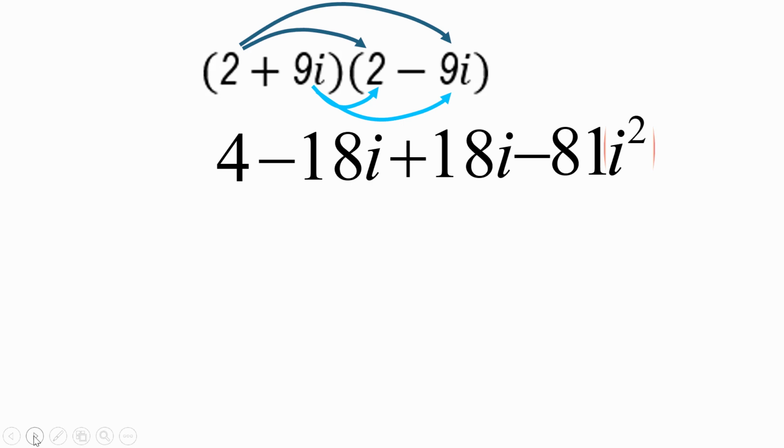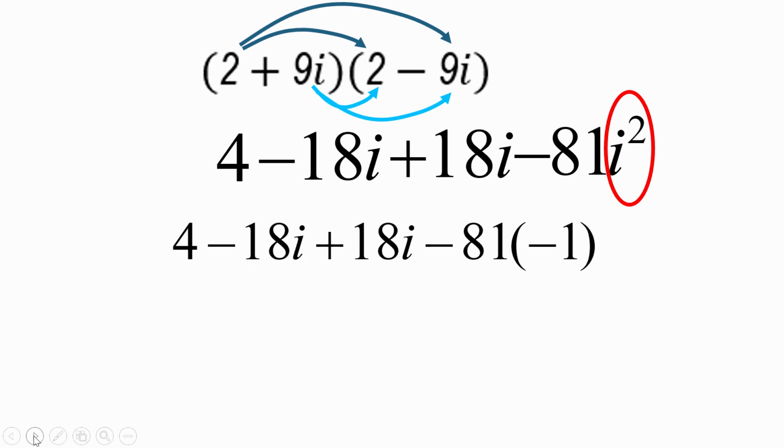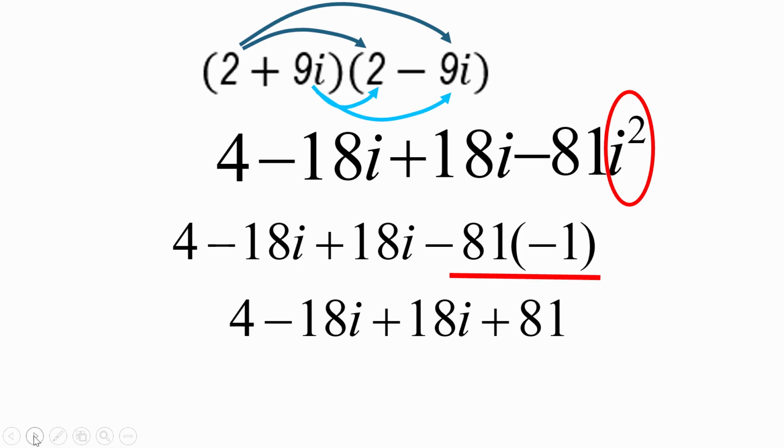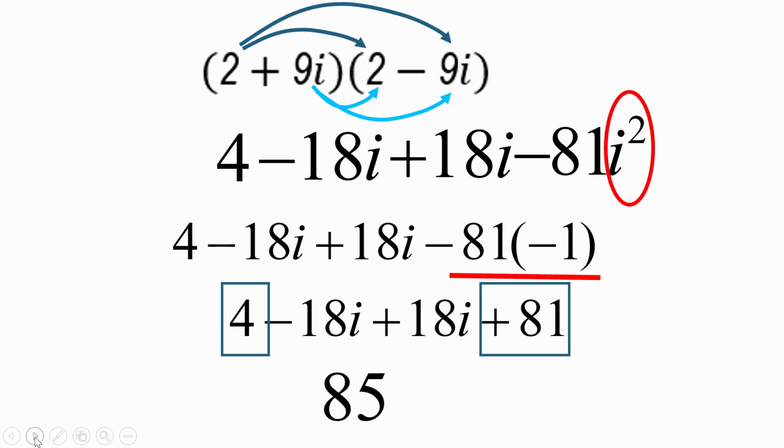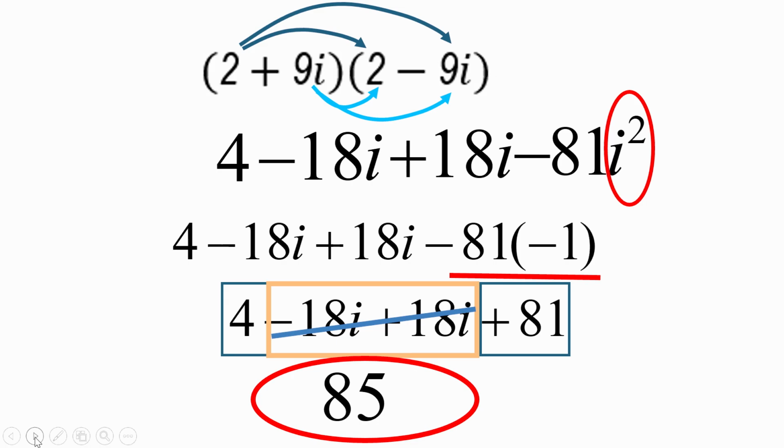Remember that i squared, however, is -1. And -81 times a -1 will give me a +81. Now that I've simplified it, I can combine my like terms. I have 4 plus 81 for 85. But if I have -18i plus 18i, well, that just adds to 0, so I can just cross it out. And my final answer is just 85. So you can see when I have two binomials that are exactly the same, except one is a plus and one is a minus, I'm going to end up with just a number because my i's will cancel.